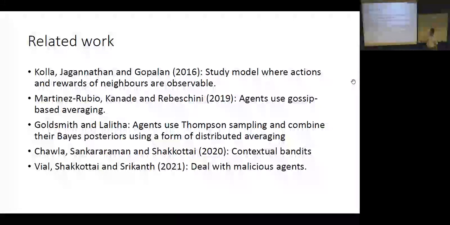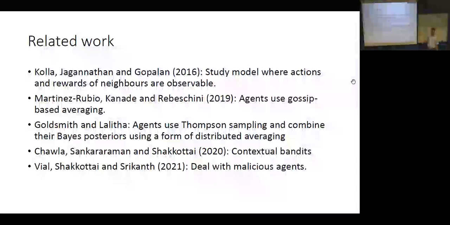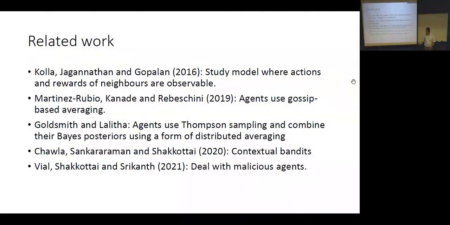That's what we have. And then the Bayesian version of this has been studied by Andrea Goldsmith and Anusha Lalita. They used Thompson sampling. And again, they combine their posteriors by exchanging information with neighbors.